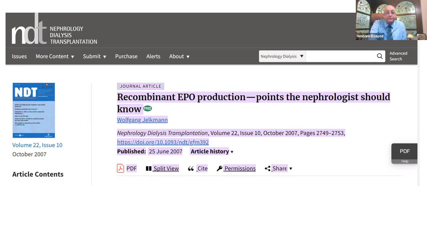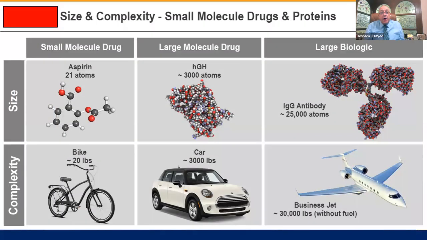What is recombinant EPO? How is it produced? We have to understand that as nephrologists. You can have a small molecule drug, you can have a larger molecule by biology, and you can even have immunoglobulin therapy. And this is the functionality and the complexity. A small molecule is like a pie, a large molecule is like a car, and a huge molecule and its functioning is like an aeroplane.